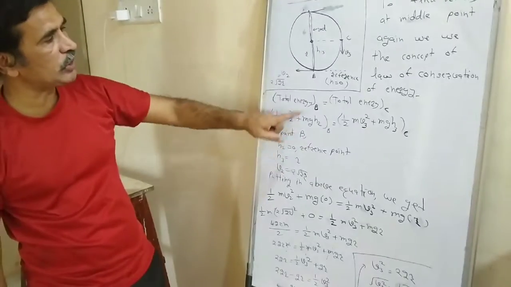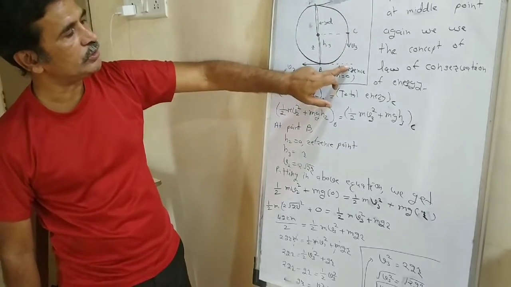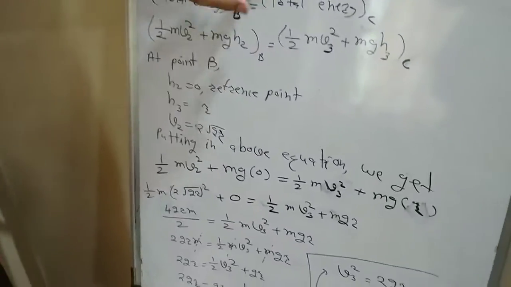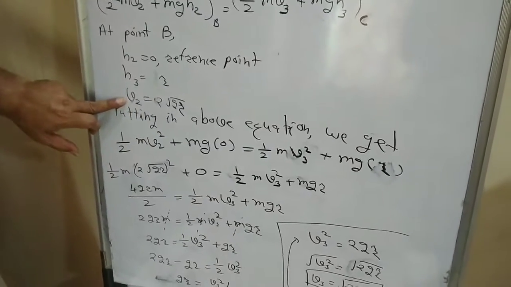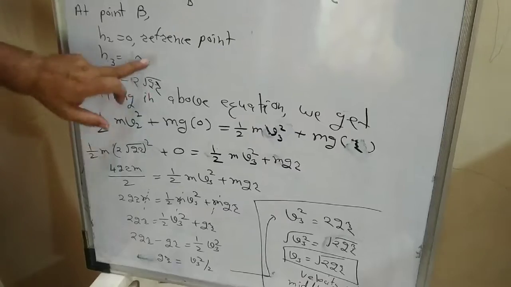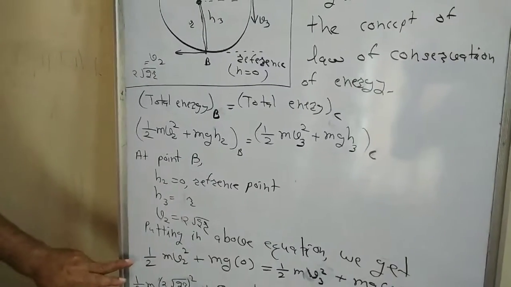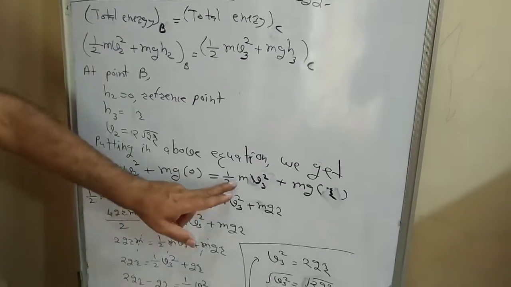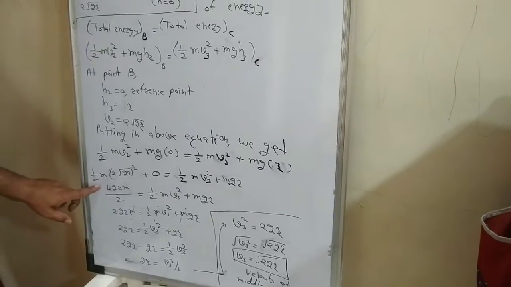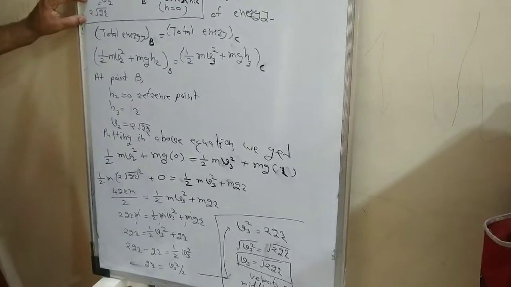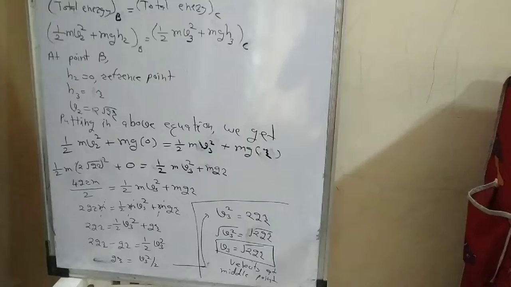So at point B, H2 is equal to 0, the reference point, the starting point. Then H3, the distance of C with respect to the reference line, is nothing but R. So we get H3 is equal to R, and we obtained the expression for V2 in the previous article: V2 is equal to 2 under root gr. Putting these values in the above equation, we get 1/2 m V2 square plus mg into 0 is equal to 1/2 m V3 square plus mg into r. Simple mathematics. So we get 1/2 m, in place of V2 we write 2 under root gr whole square, plus 0, is equal to 1/2 m V3 square plus mgr.